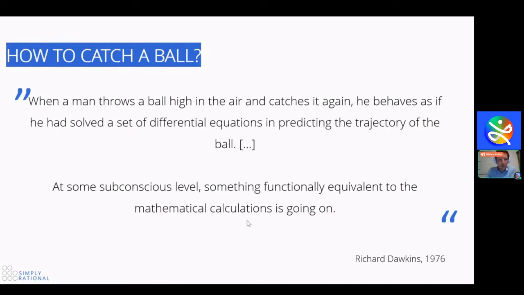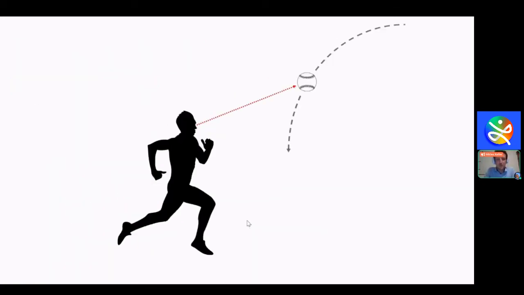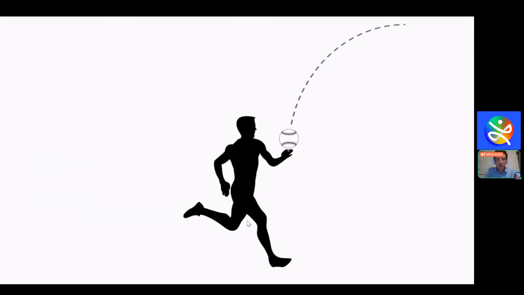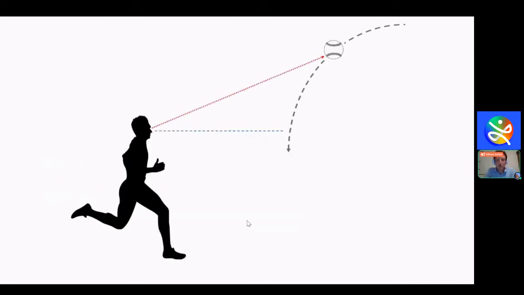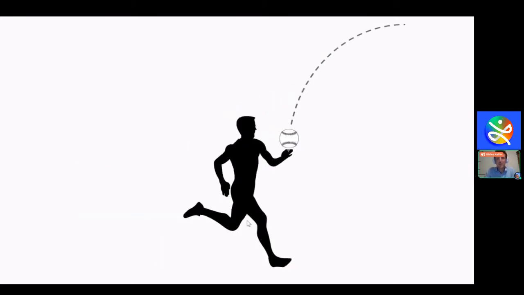Now, there is a simple alternative, which is called the gaze heuristic. It's basically: fixate on the ball and start running and adjust your running speed so that the angle between the ball and the horizon remains constant. And then you will always end up where the ball lands when the ball lands there. I'll show this. So here we go. You just keep the angle constant. I got the horizon in here as well, so you can make sure. So the angle always stays constant. And the closer you move, as long as the angle stays constant, you will always end up where the ball is when the ball arrives there.